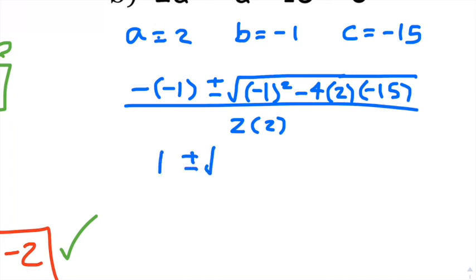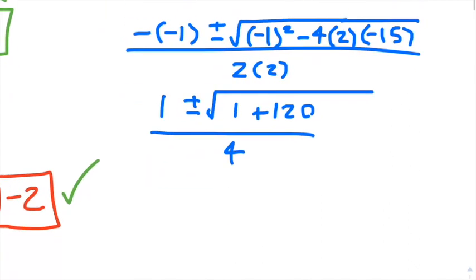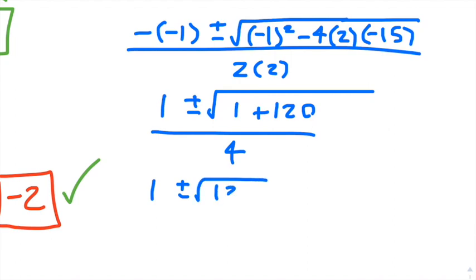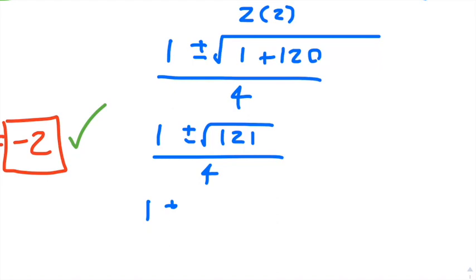Negative 1 will be positive. 1 squared will be 1, and then negative 4 times 2 times negative 15 will be 120 right there, because the two negatives will cancel, and all divided by 4. Okay, and then after that, obviously, you get square root of 121, which actually is a perfect square, so this would be 1 plus or minus 11 divided by 4.